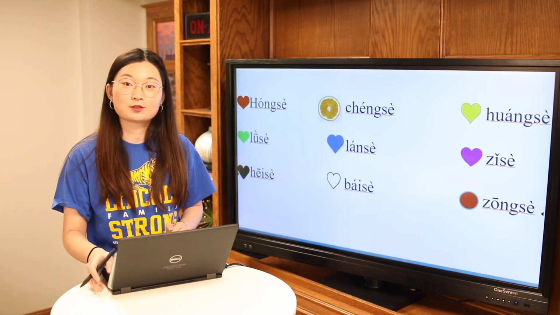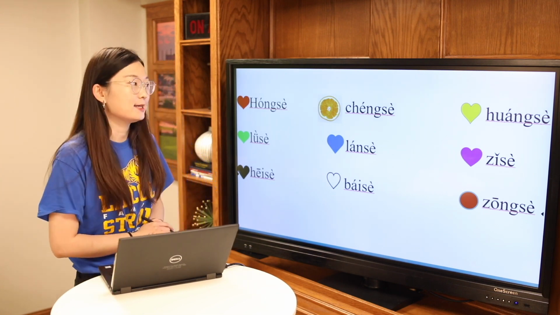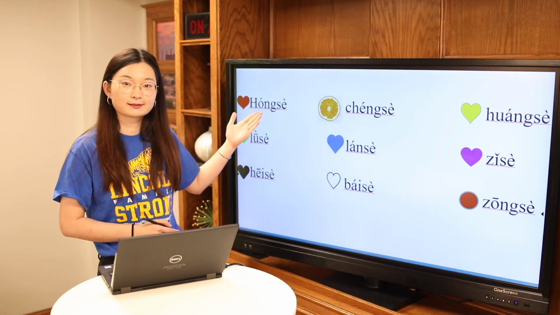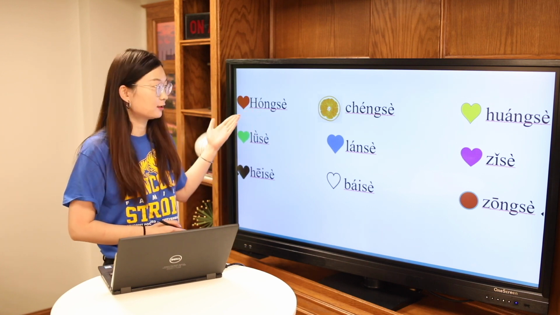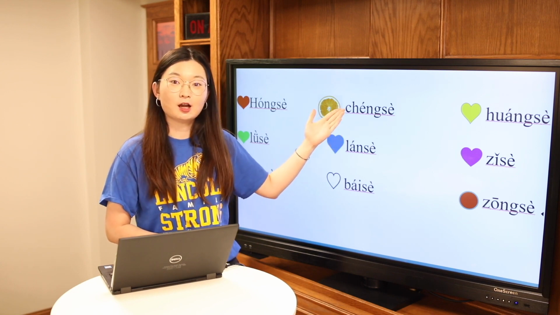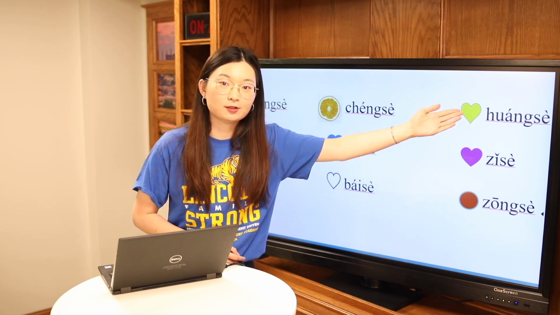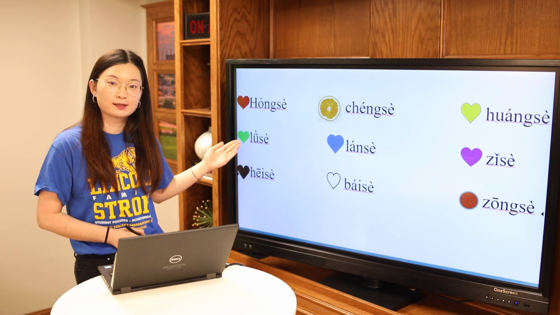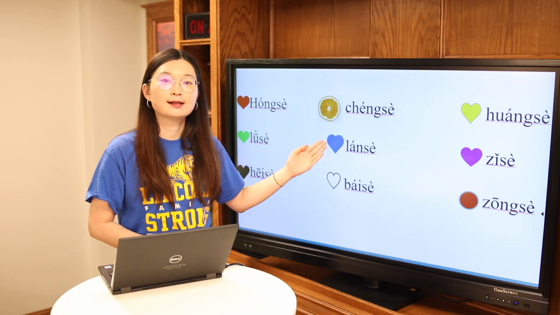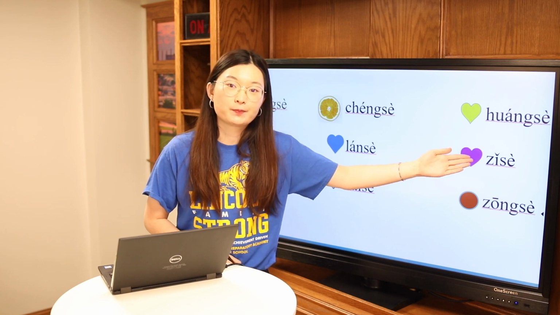So like usual, we're going to do a quick review of last time. So last time we learned about colors, 颜色. So let's do a review together. First, together, 红色, 红色, the color red. 橙色, 橙色, color orange. 黄色, 黄色, the color yellow. And then 绿色, 绿色, the color green. 蓝色, 蓝色, blue. 紫色, 紫色, purple.